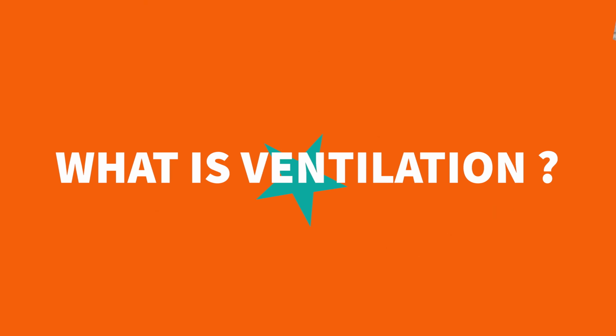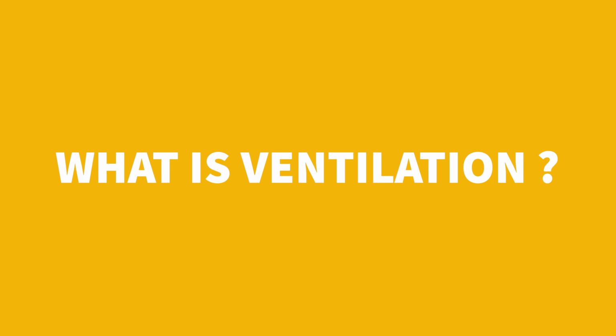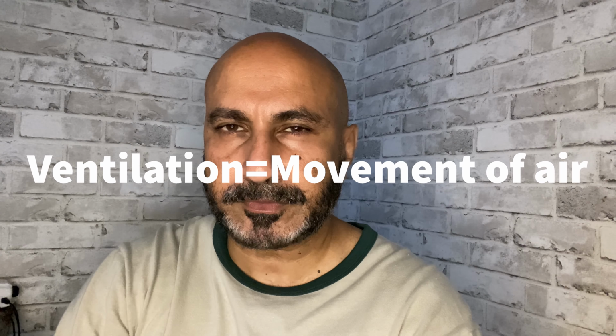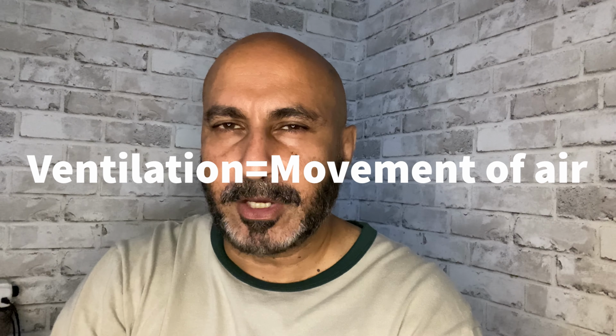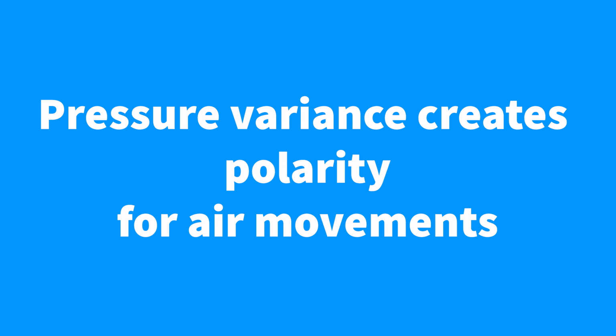Now, first of all, let's look at what is ventilation. Ventilation is basically all about movement of air from one point to another point, and we're going to use this phenomenon of movement of air. Movement of air takes place because of pressure variance from one point to another point, or because of temperature variance from one point to another point. Because of this variance, or because of this movement, we can capitalize on that to sort out a lot of things.